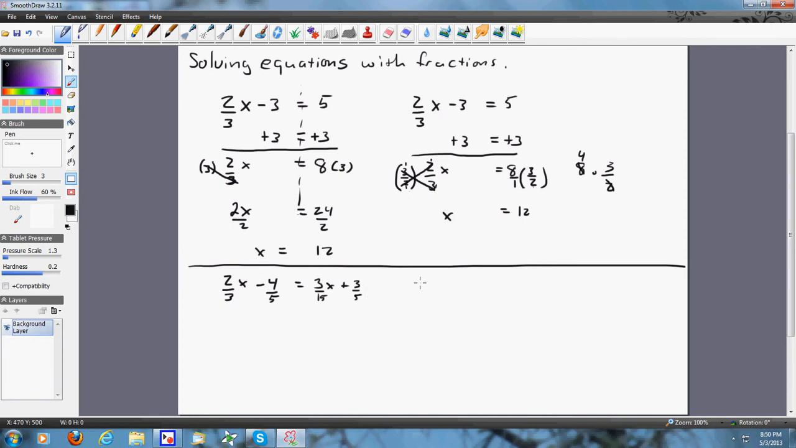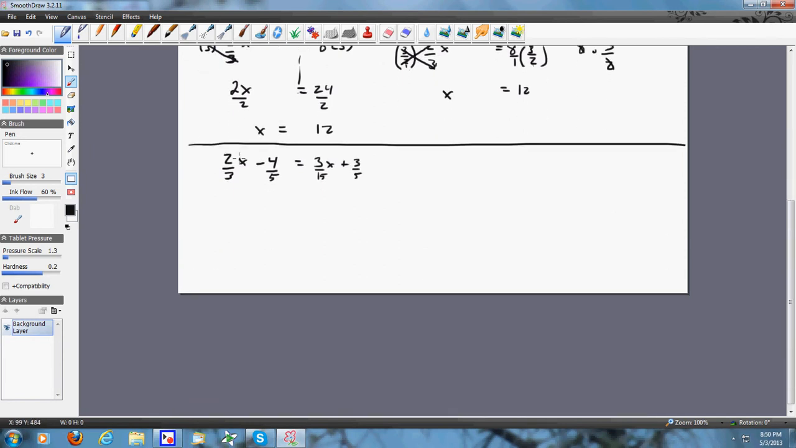Plus 3/5. Now, what I'm hoping you'll notice is that there's a lot of fractions down here. I'm going to take a look at the denominators: 3, 5, 15, and 5. The lowest common multiple for 3, 5, and 15 is 15. So what I'm going to do is multiply this entire equation by 15.